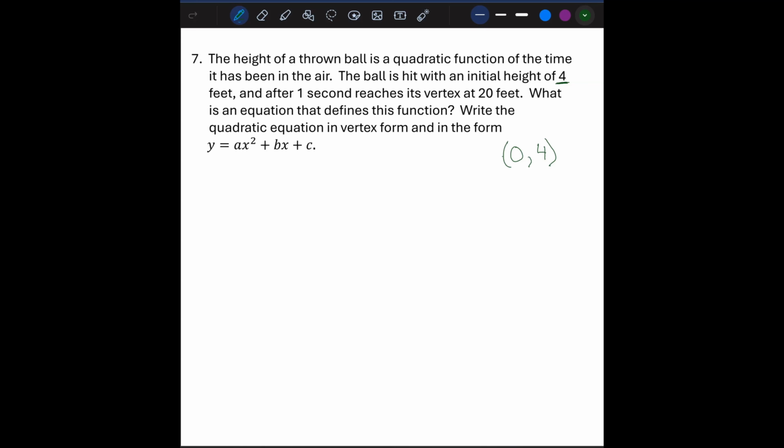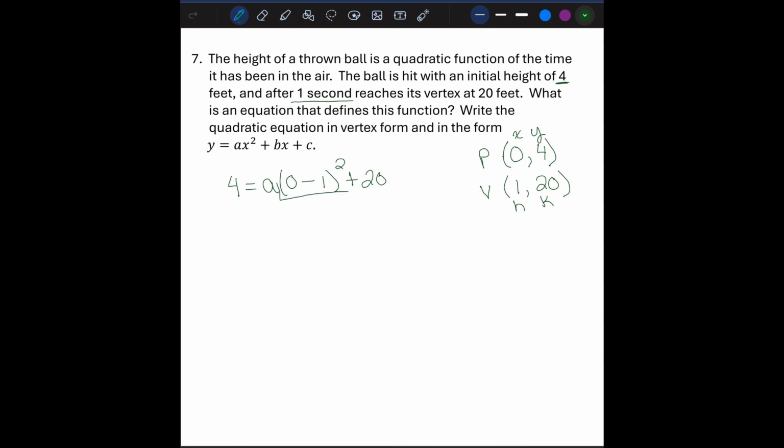All right. Then it says it reaches its vertex at 20 feet, and that happens after 1 second. So my vertex is 1, 20. So this is my vertex, and this is just an extra point. So I know that the vertex is the HK, and this is going to represent the XY to find my equation here. I got to find my A. All right, so y equals, that'd be 4 equals A, which I don't know, times X minus my H, which is 1, squared, plus my K, which is 20.